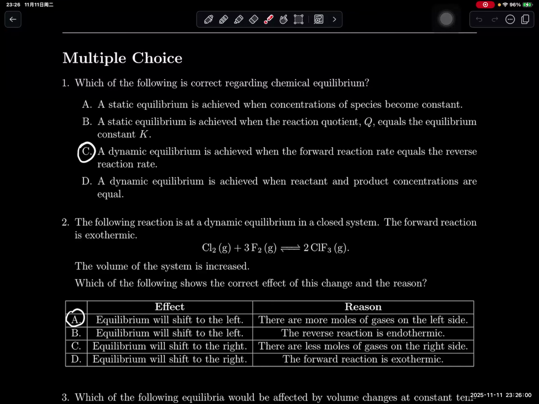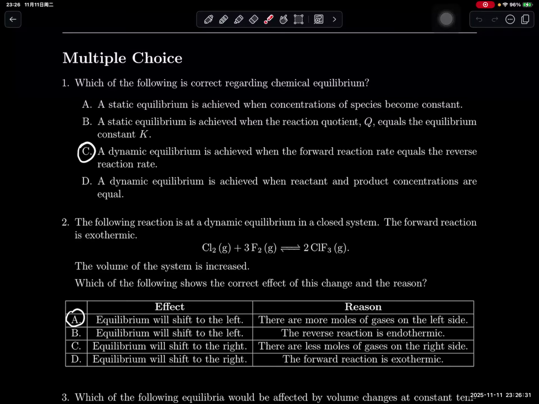revision question. So B is wrong because it says that static equilibrium is achieved when equilibrium quotient Q equals equilibrium constant K. No, a static equilibrium doesn't have a meaningful K and therefore doesn't even have Q. We don't use the equilibrium constant to quantify static equilibriums. A is wrong because it says static equilibrium is achieved when concentration of species become constant. This is not generally true.